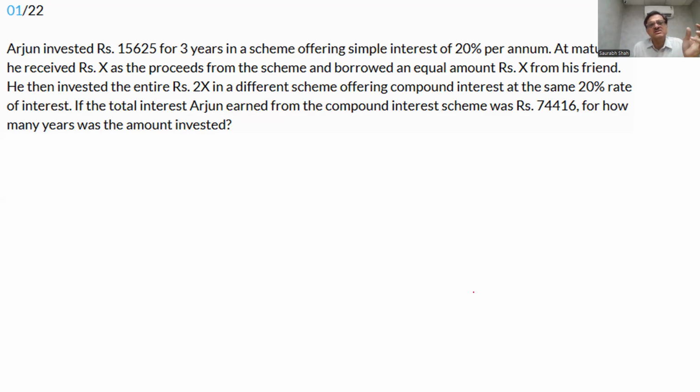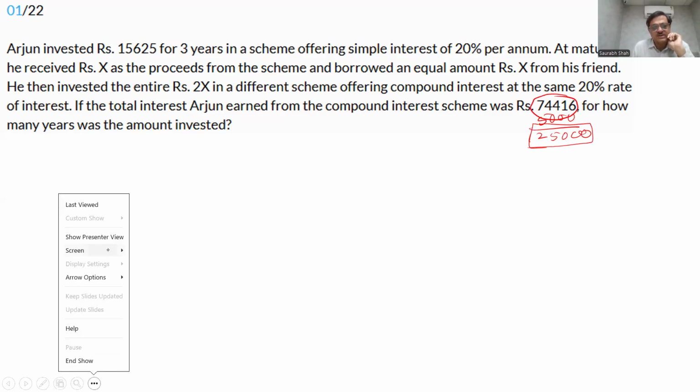Ajay is investing this 2X, 50,000, in a new scheme, which is again at 20%. But this time it is compound interest. And the data says the interest given to us is 74,416. So if I add the principal to that, the amount should become very close to 1,25,000. Remember, this is not an exact amount. We want something very close.